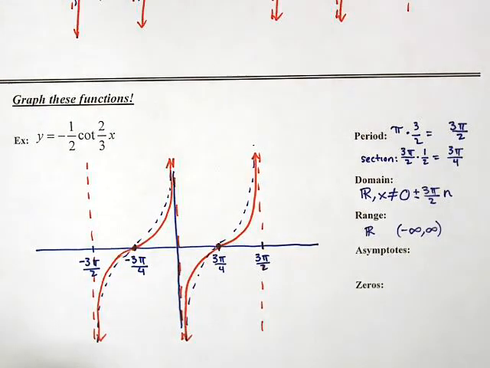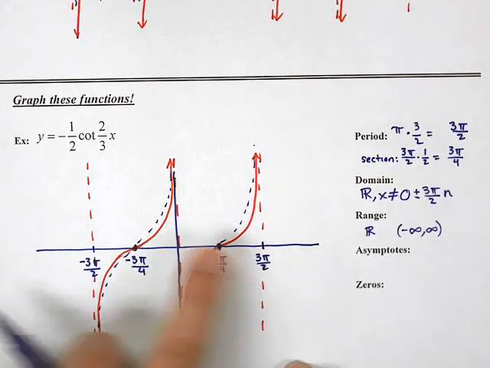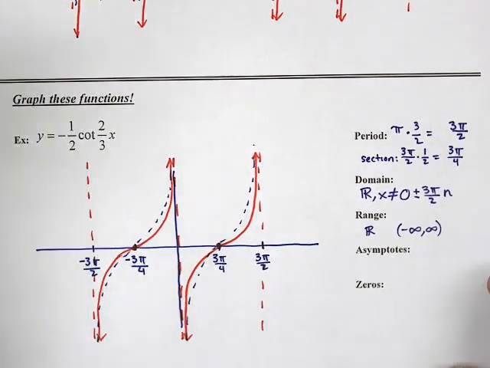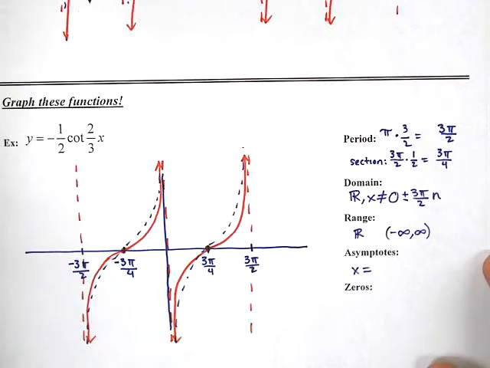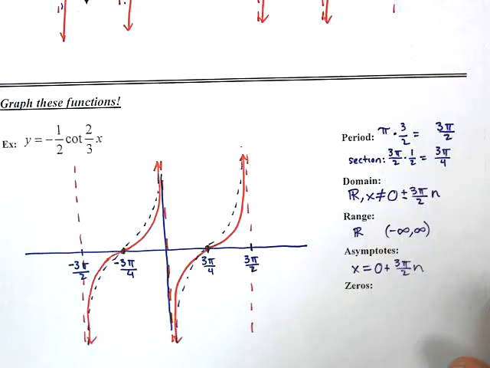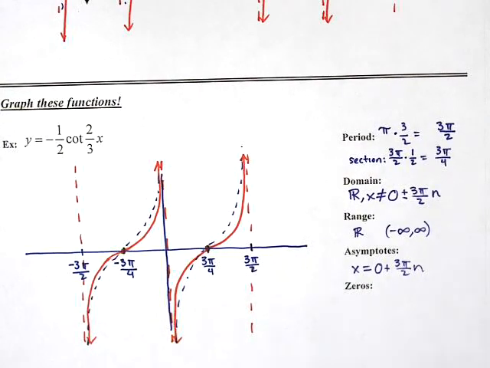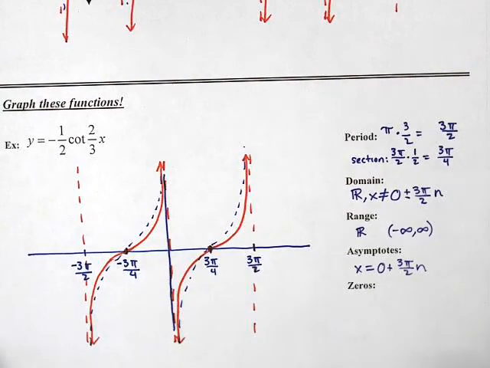Asymptotes, well, we kind of already did the asymptotes, right? We know the asymptotes are at 0, 3 pi over 2, negative 3 pi over 2, and you just keep adding those 2 sections. So x equals 0 plus 3 pi over 2, n. And here's where this is trickier than secant, cosecant. Usually with the cosecant, secant, it was one or the other. For tan and cotangent, you have both.